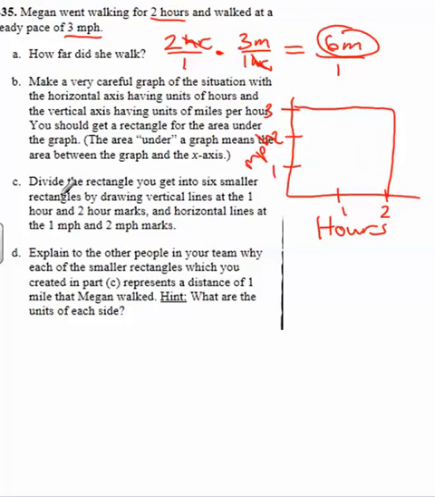In part D it says divide the rectangle into 6 smaller pieces by drawing vertical and horizontal lines at the markers. So can you see each mile? Here's 1 mile, 2 miles, 3 miles, 4 miles, 5 miles, 6 miles. The area actually shows the answer to the problem. Pretty nifty.